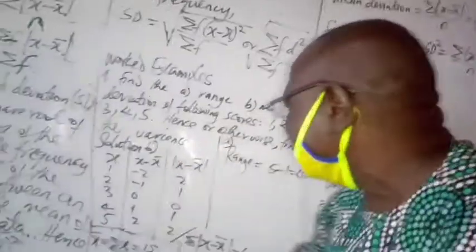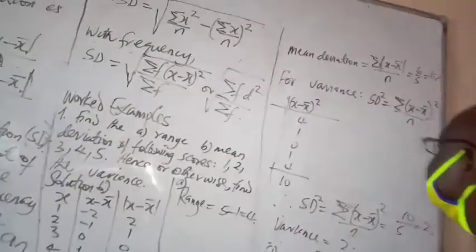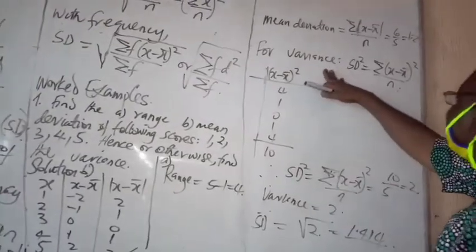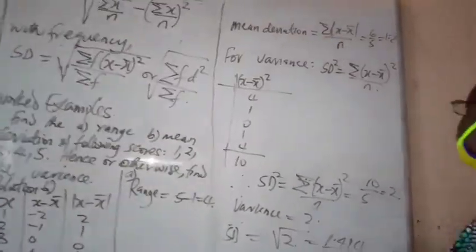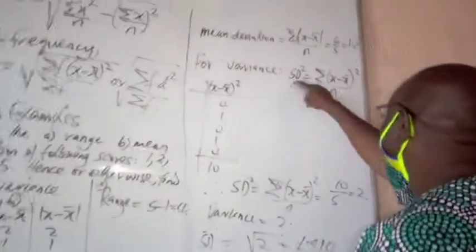Likewise, the range: the highest score is 5, and the lowest score is 1. 5 minus 1, 4, gives you the range. Then we can use this to explain the concept of variance. Variance is the square of the standard deviation. If you remove the square root from the standard deviation, it gives you the variance.